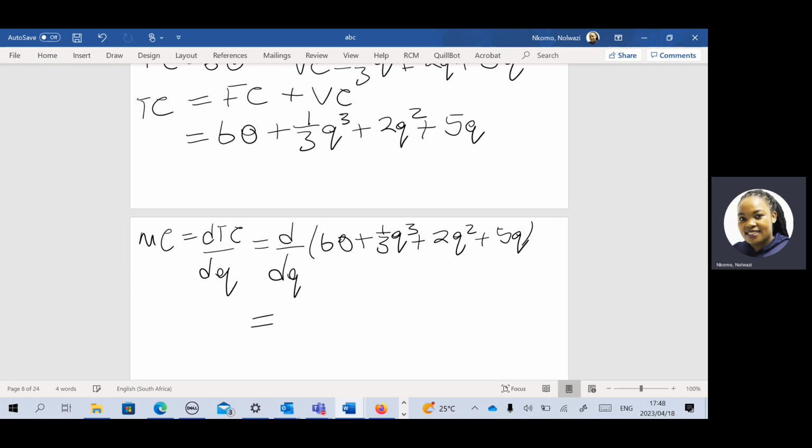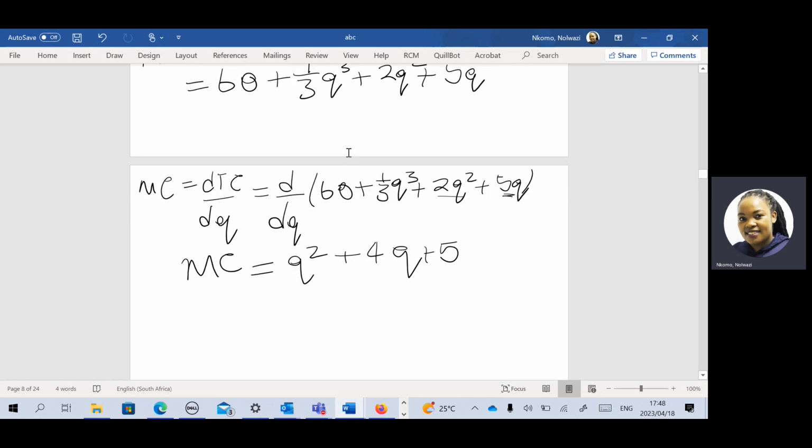If you differentiate this, the derivative of 60 is a constant. The derivative of a constant is 0. Okay, let's move on to another. The derivative of 1/3 Q cubed will give you Q squared. The derivative of 2Q squared will give you plus 4Q. The derivative of 5Q will give you plus 5. This is the marginal cost, right?